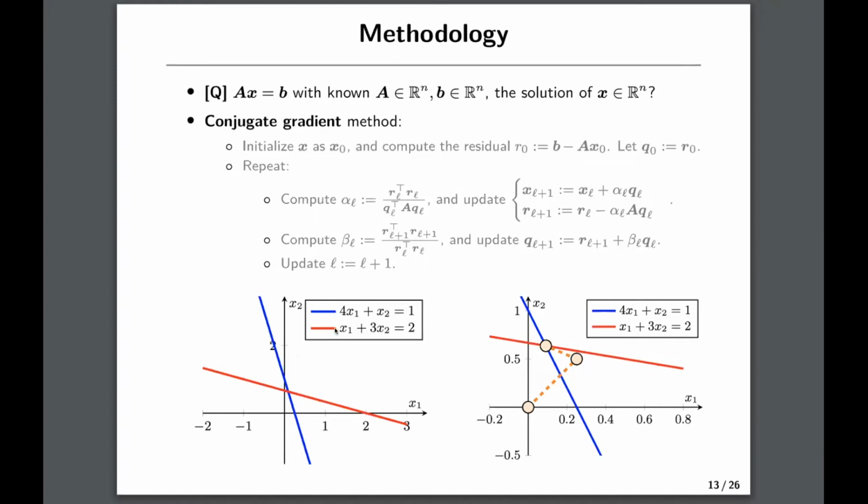This is a simple example showing a standard system of linear equations. There are two variables. The solution is given here at this intersection. We initialize the value from 0, and then at the first iteration, we have this value. And then at the second iteration, we have a result very close to the ground truth. This shows how the conjugate gradient converges.